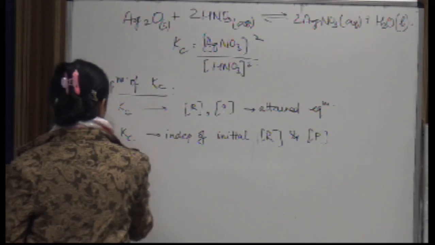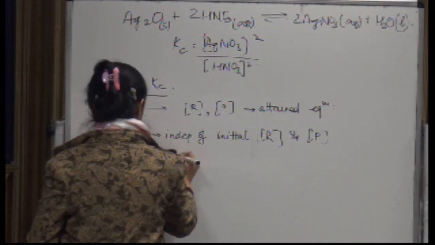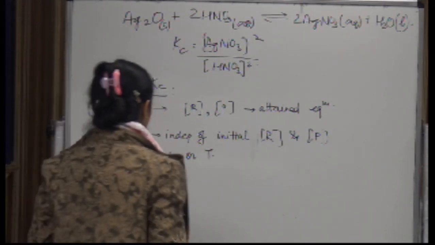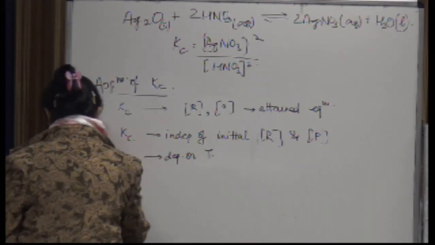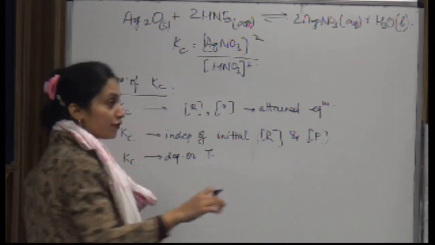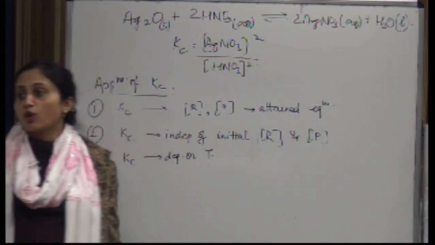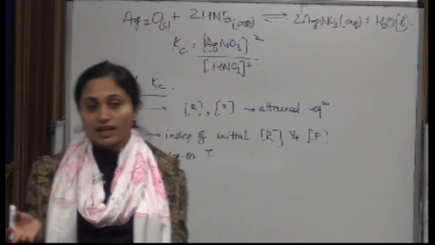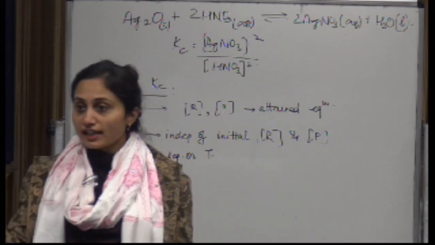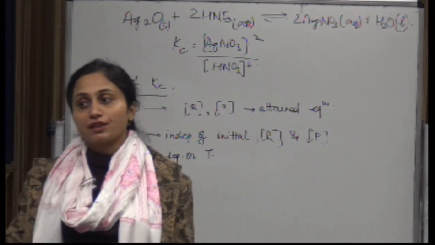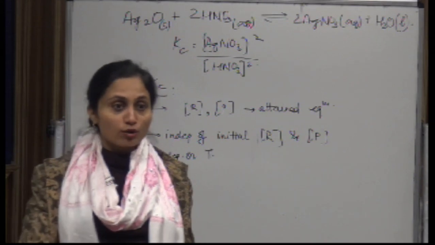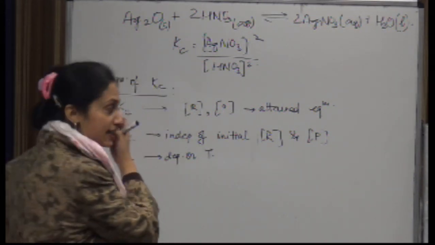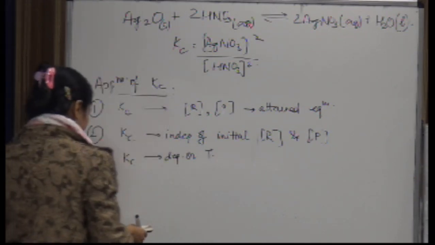Then the third thing I told you is Kc is dependent on temperature. Each reaction will have a particular value of Kc at a particular temperature. The moment the temperature changes, the Kc value will also change, and different reactions at the same temperature will have different values of Kc, because the expression of Kc will be different for all. So how can you think of the Kc value to be the same? Remember that Kc is highly dependent on temperature.